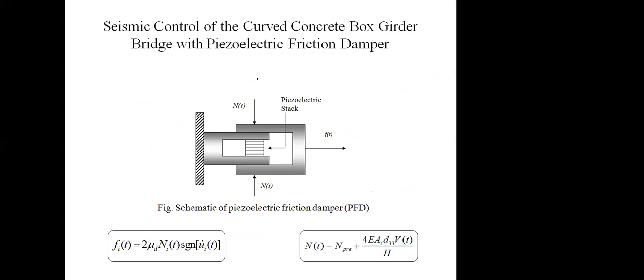In the piezoelectric friction damper, also known as the smart damper, a new material is utilized, known as the piezoelectric stack. A piezoelectric material has a unique property. When we apply force on a piezoelectric material, it produces electricity, and when we apply electricity to it, it changes its shape and size, it swells or shrinks, like this happening in the piezoelectric material.